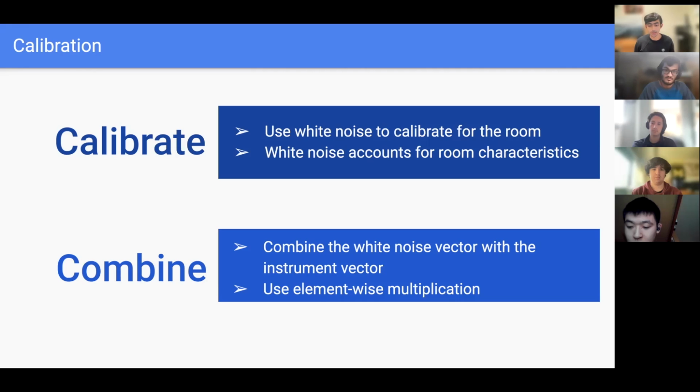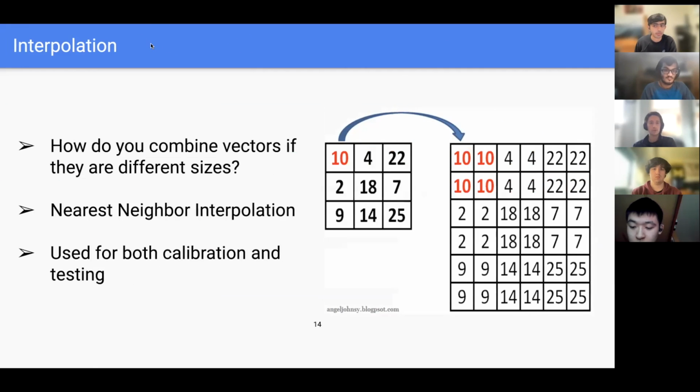However, to combine these two vectors, they must be the same size, which is where interpolation comes in. If the two vectors you want to combine are different sizes, which they likely will be, we have to make them the same size. This was done using a method called nearest neighbor interpolation. The method was used twice, once for calibration and once for analyzation. For the calibration, the white noise tends to be a longer vector than the instrument vector, so usually the interpolation shrinks the size of the white noise to match the size of the instrument vector. And for the analyzation, it interpolates the test instrument vector into the control instrument vector, resizing the test vector to be the same as the control vectors.